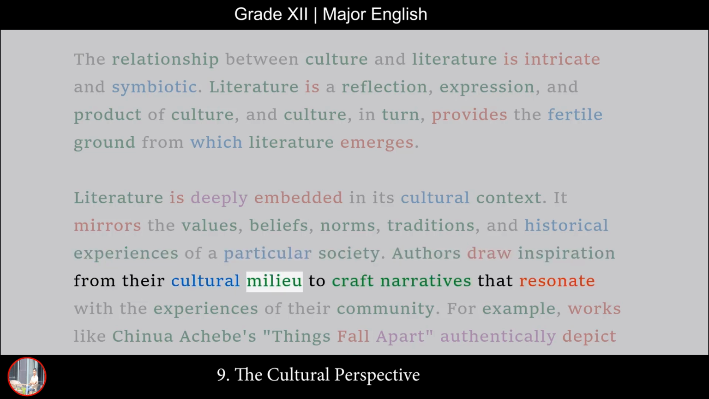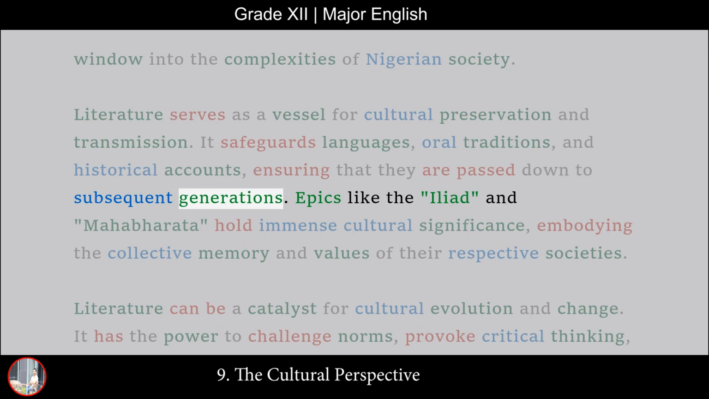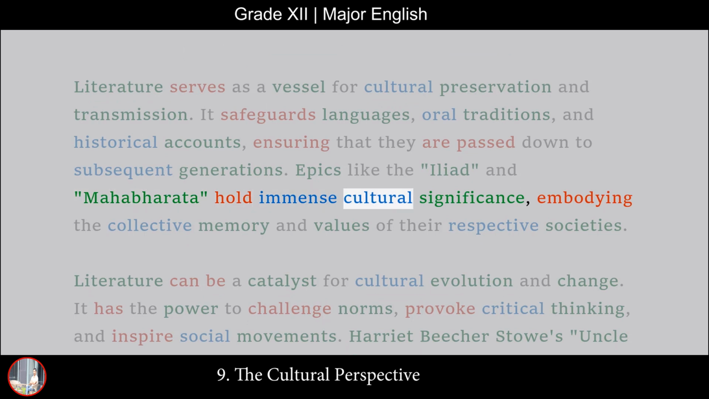Authors draw inspiration from their cultural milieu to craft narratives that resonate with the experiences of their community. For example, works like Chinua Achebe's Things Fall Apart authentically depict Igbo culture and the impact of colonialism, offering readers a window into the complexities of Nigerian society. Literature serves as a vessel for cultural preservation and transmission. It safeguards languages, oral traditions, and historical accounts, ensuring that they are passed down to subsequent generations. Epics like the Iliad and Mahabharata hold immense cultural significance, embodying the collective memory and values of their respective societies.